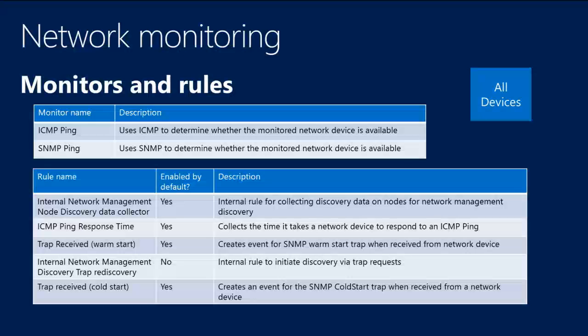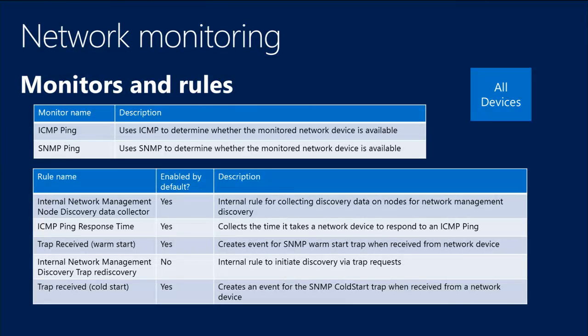So for the device added, these are the monitors and rules you get out of the box. ICMP ping: we ping the device on a certain schedule, see if it's still available, and raise an alert if it's not. SNMP ping, or SNMP get, if you will: see if we can still get sys location, so we are able to still access port 161.